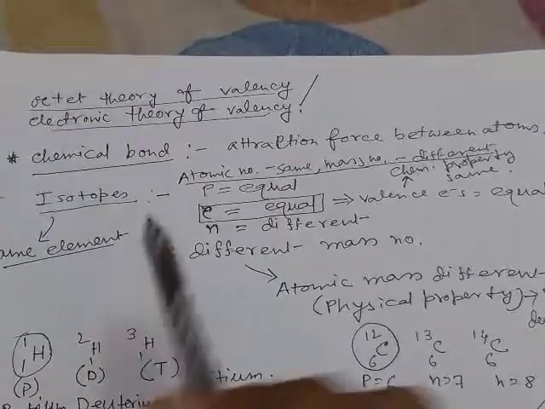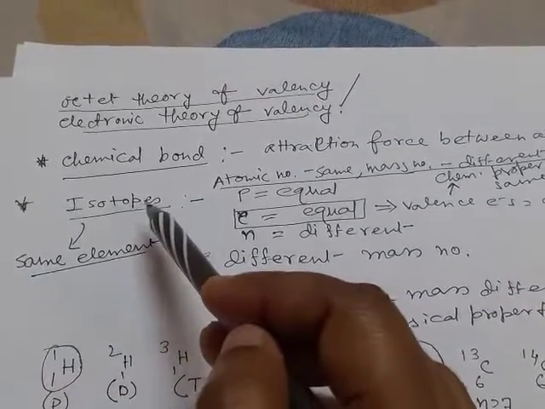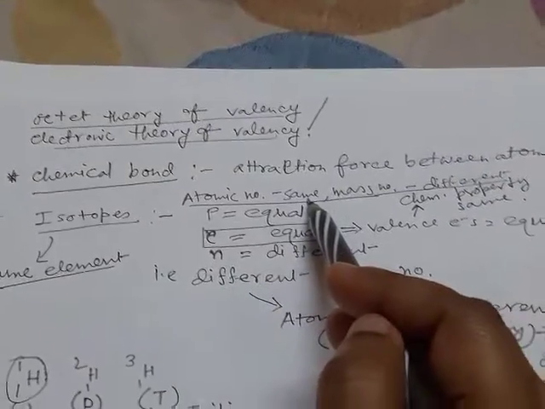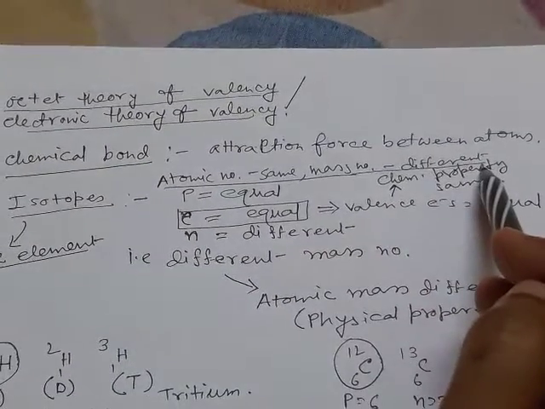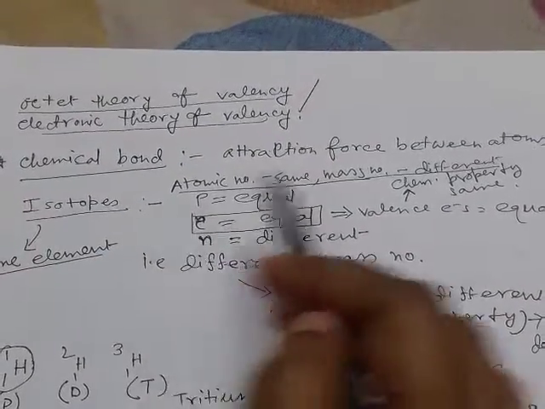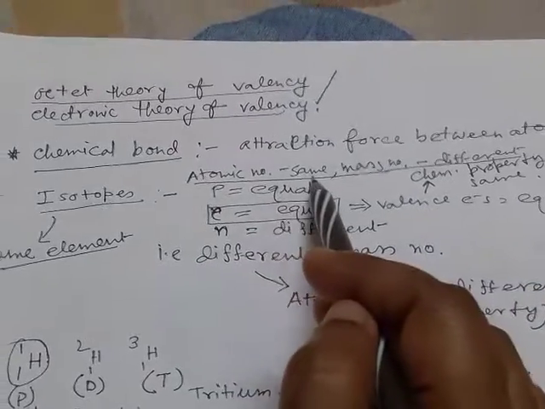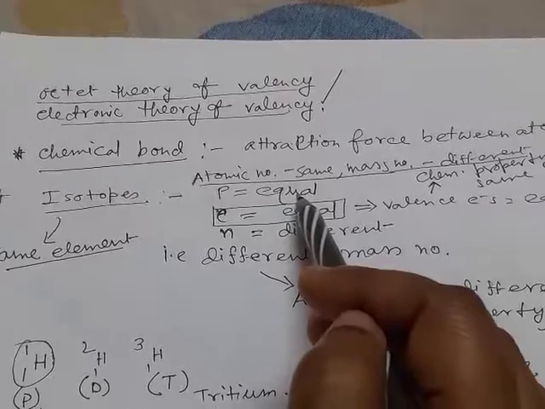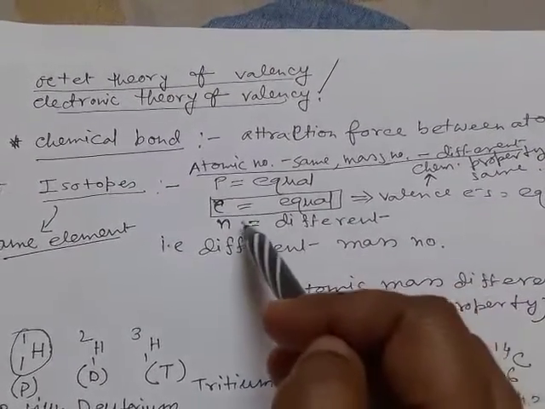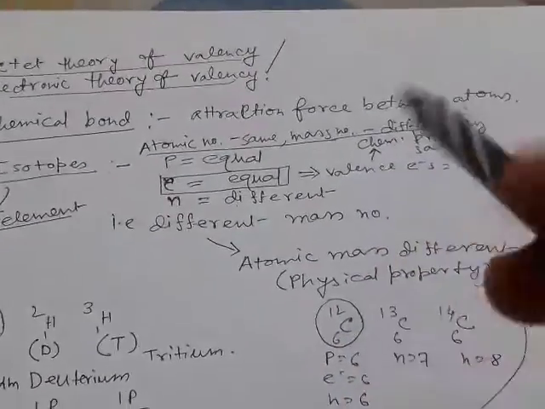Now isotopes. If two or more nuclei have the same atomic number but different mass number, they are called isotopes. As the atomic number is the same, the proton number will be equal for the nuclei, the electron number will be equal for the nuclei, and there will be a difference only in their neutron number as the mass number is different.